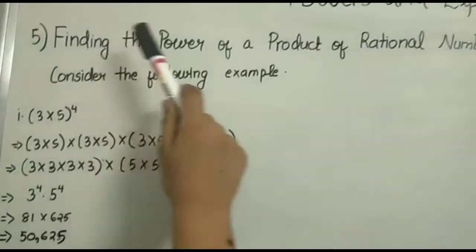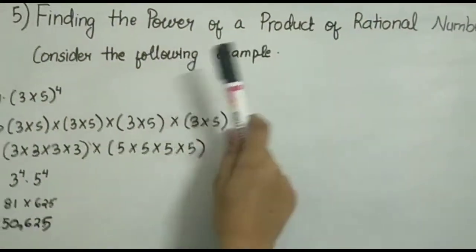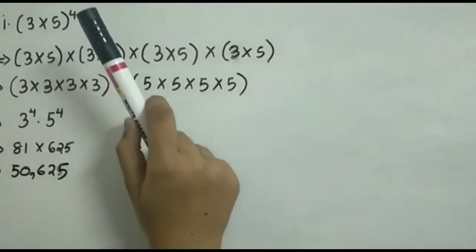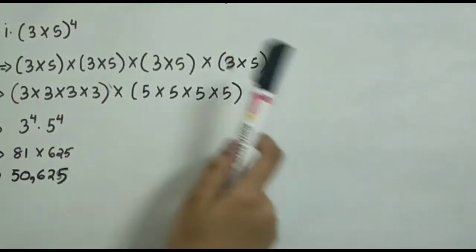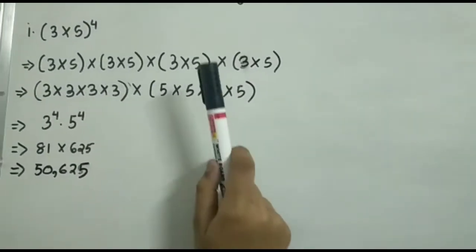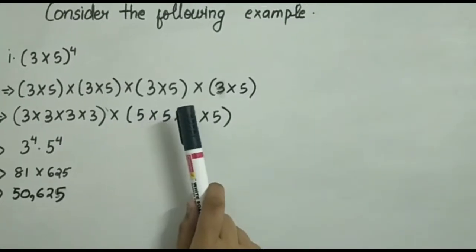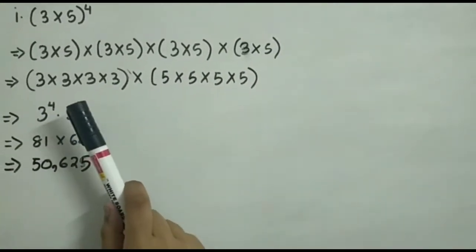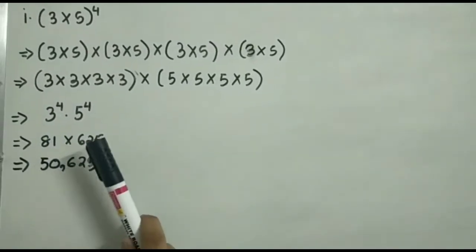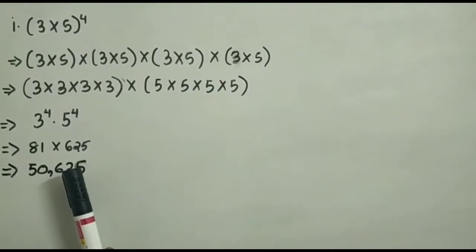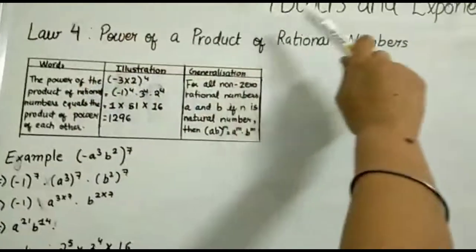Now we will study how to find the power of a product of rational numbers. Consider the following example: (3 × 5)^4. So 3 × 5 × 3 × 5 × 3 × 5 × 3 × 5. Here 3 appears 4 times, and 5 also appears 4 times. So 3^4 × 5^4, that is 81 × 625. The answer is 50,625.